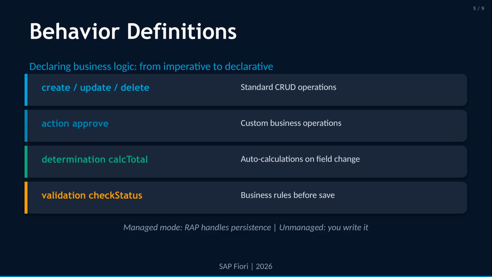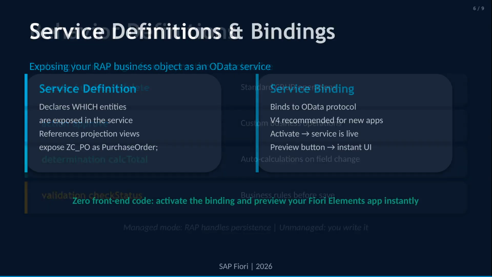Instead of writing on user command save, do these 10 things, you declare this entity supports create, update, and delete with a validation that checks the status field. The RAP framework orchestrates the execution.